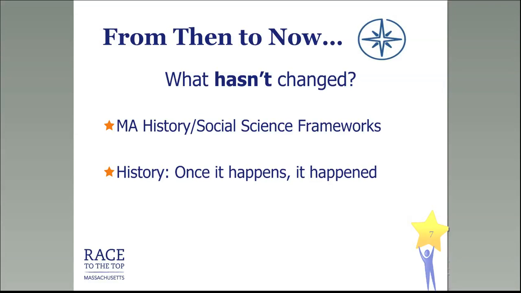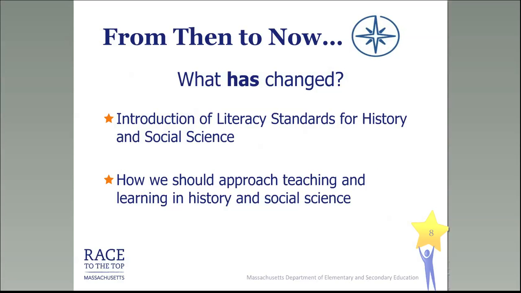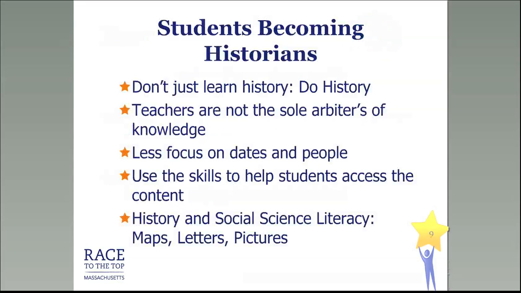So what has changed, again, the literacy standards for history and social science, and overall how we should approach teaching and learning in history and social science. And you'll see more what I mean on this next slide. In history and social science, the move is towards this idea of academic language for students who speak and behave like historians or other social scientists. If they take the course, throughout their learning, they should practice as if they're historians. So we want students to do the history. We want our teachers to let go of their knowledge and share that with our students.